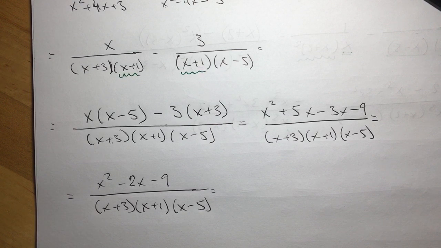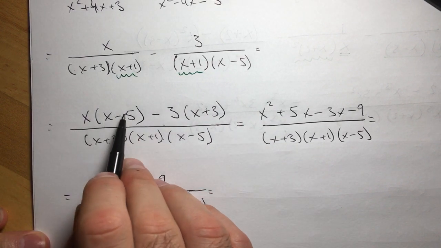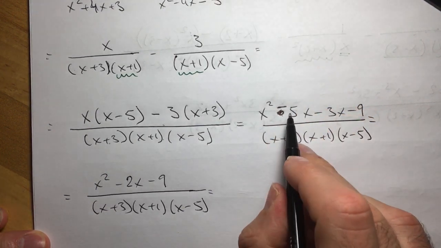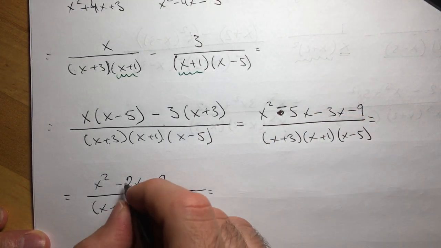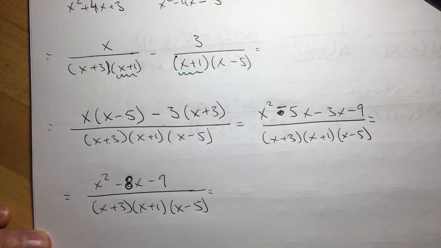Okay, and I made a mistake here. I'm sorry, because x times x is x squared, but x times negative 5 is negative 5x. Negative 5x minus 3x is negative 8x. Sorry about that.